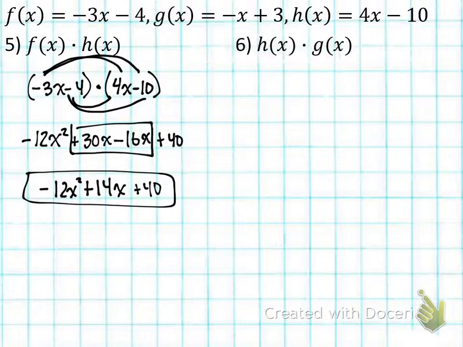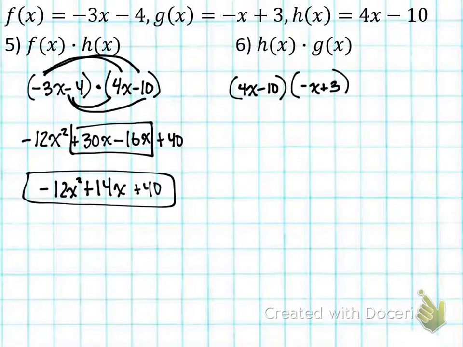Last one. This one's all by yourself. Now you know how to do multiplying. This one's different now. It's not the same. So h of x times g of x. I'll let you do this whole one by yourself, okay? So h of x times g of x is going to be 4x minus 10 times the quantity of g of x, which is negative x plus 3.